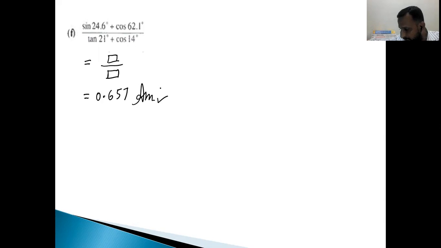Let me check it once again. Okay, 0.657, that's the right answer. Hope you have learned this. With the help of a simple calculator, there is a box upon box function. Just press in the correct values, close the bracket, you will get your answer very easily.